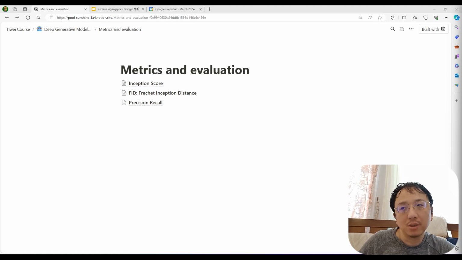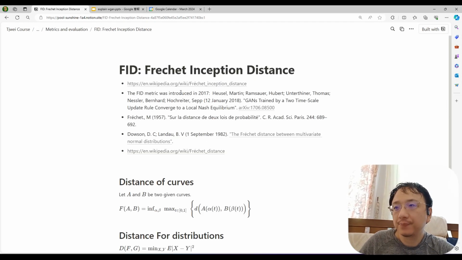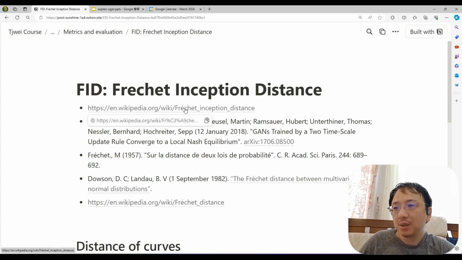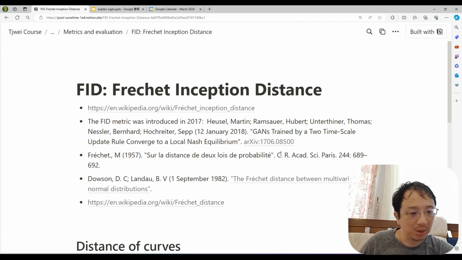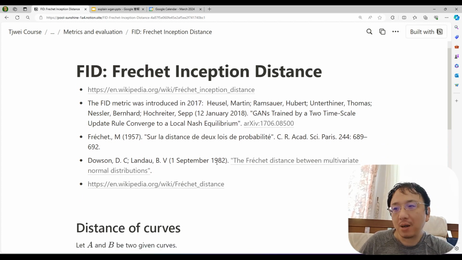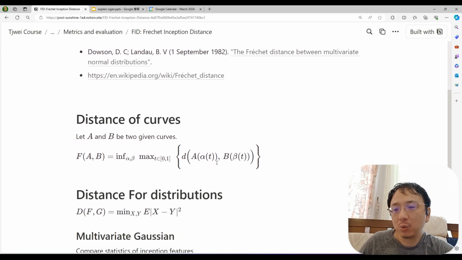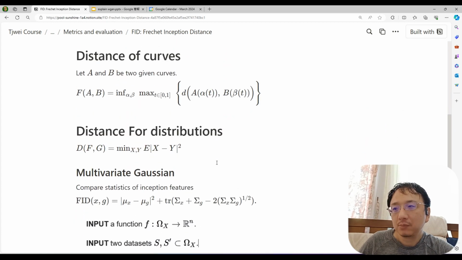Another important, more modern metric is FID, Frechet inception distance. This one is a distance, not a score. For a score, higher is better. For a distance, lower is better. It is based on the Frechet distance. This is a distance that is kind of similar to the Wasserstein distance. It compares the difference between two distributions. You can see this one is the definition of the Frechet distance.